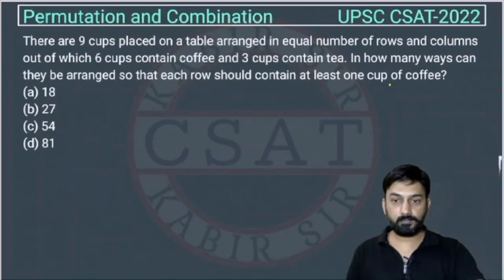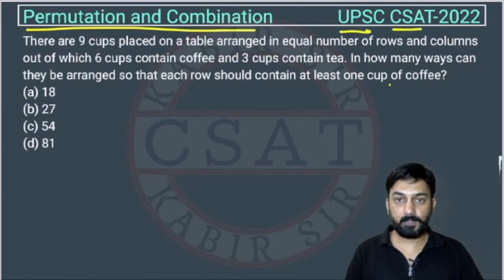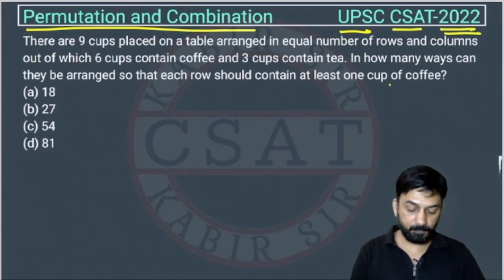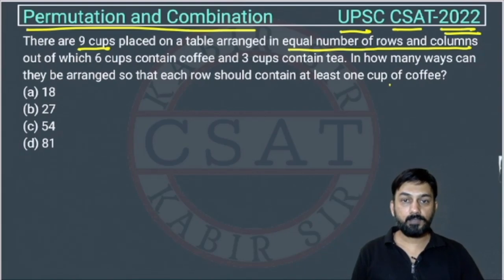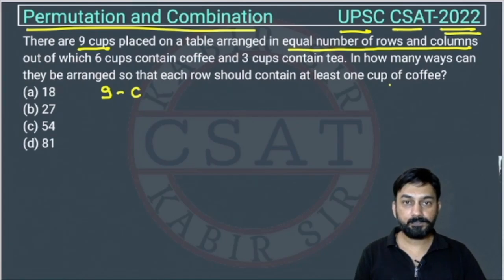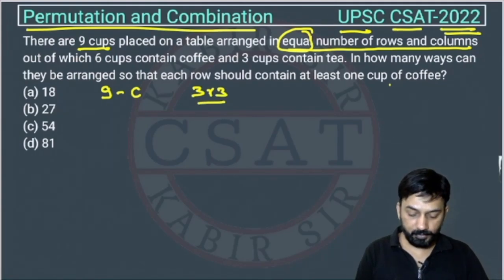Okay. So this is a question from the Permutation and Combination chapter asked by UPSC in their CSAT paper of 2022. This is a very good question, right? This is a little bit tricky. There are 9 cups placed on a table, arranged in an equal number of rows and columns. So how many do we have? We have 9 cups. We have to arrange them in equal number, so we take the square root of 9, which is 3. So this will be 3 by 3, right?